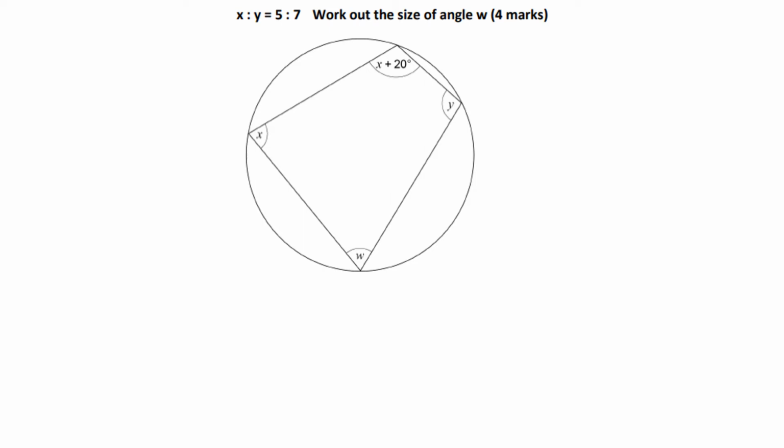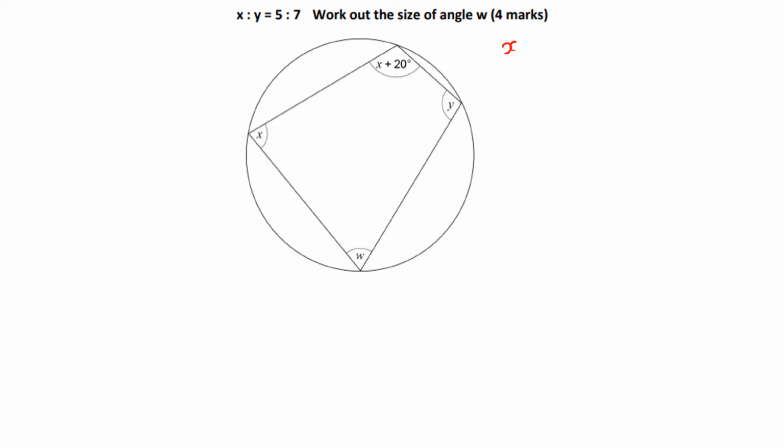Okay, here's another one. From quite a recent exam paper, this one. X and Y are in the ratio 5 to 7. Work out the size of angle W. And again, we want to step-by-step this. Have a go. Unpause when you're ready. Going to go through it in 3, 2, 1.